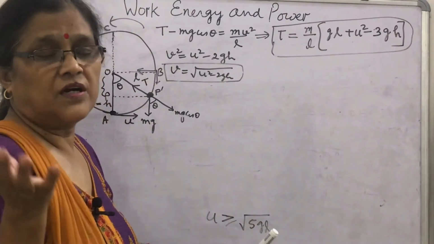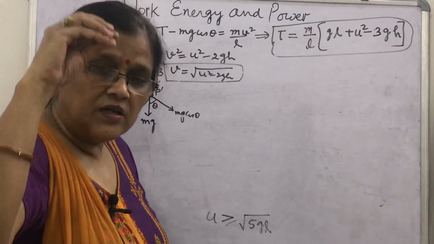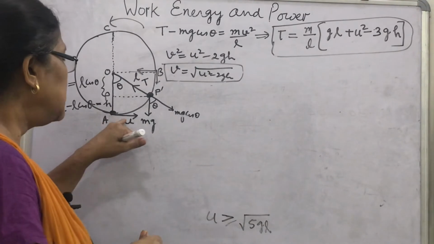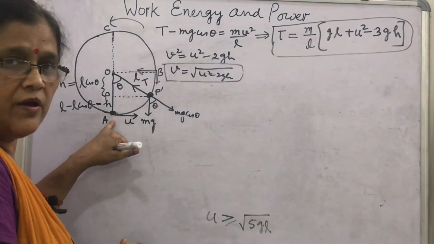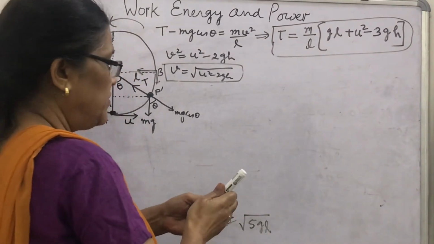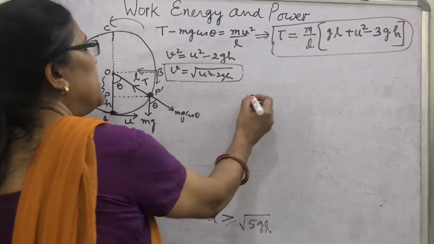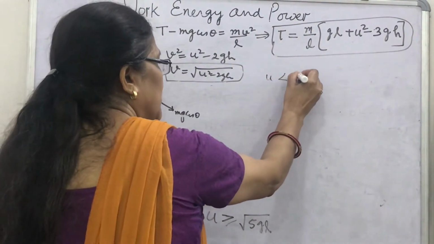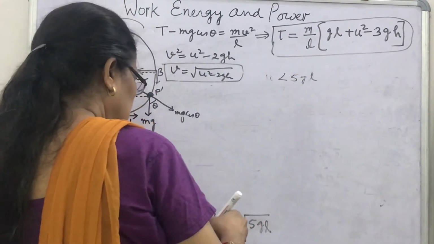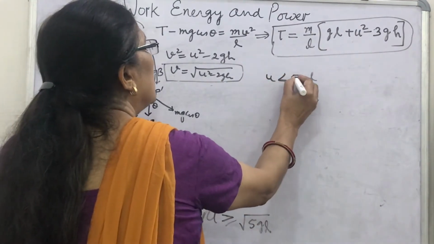Now I will tell you the condition of oscillation when the object is tied with a massless string. The object will oscillate about this lowest point A, or it will leave the circular path. What are the conditions? How will you derive them? Let the initially given velocity at the lowest point u be less than root 5GL. Then what happens if u is less than root 5GL? Okay, now this is clear.